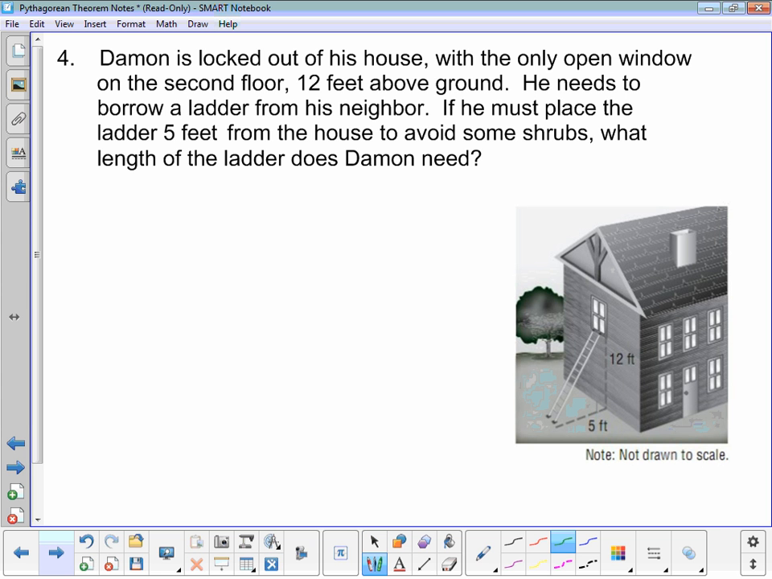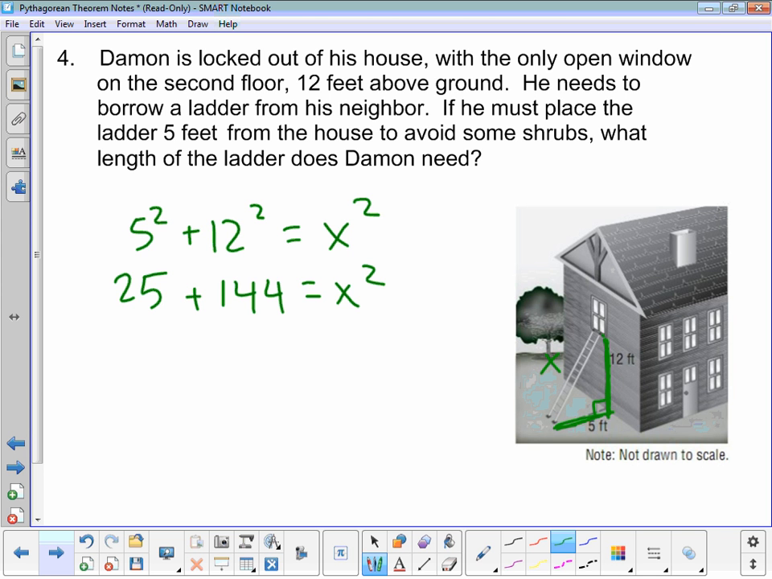If I take a look at this picture that's drawn on the house, I can assume that the ground and the house form a right angle because they're going to be perpendicular to each other. I know that he needs the ladder to be 5 feet out, and I know that the window is 12 feet up. So what I'm missing is the hypotenuse. So I'm going to plug that into the Pythagorean theorem. I have 5 squared plus 12 squared equaling x squared. 5 squared is 25. 12 squared is 144. And then putting those together, I get 169 equaling x squared.